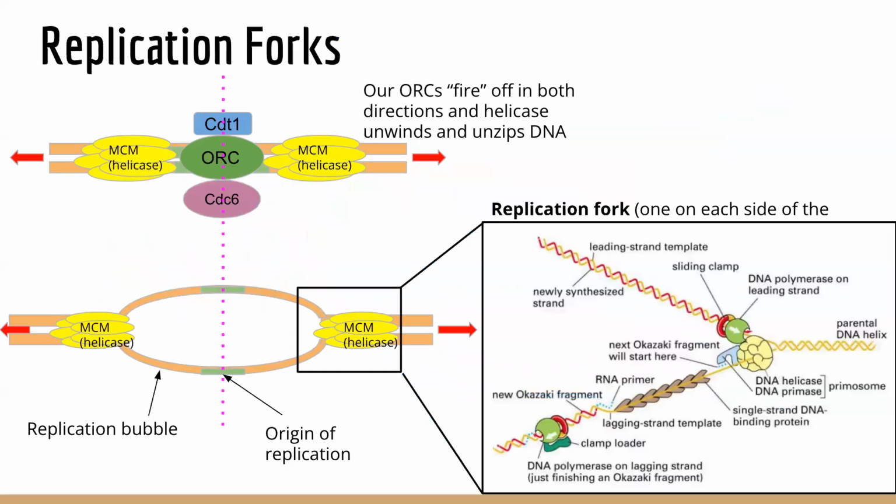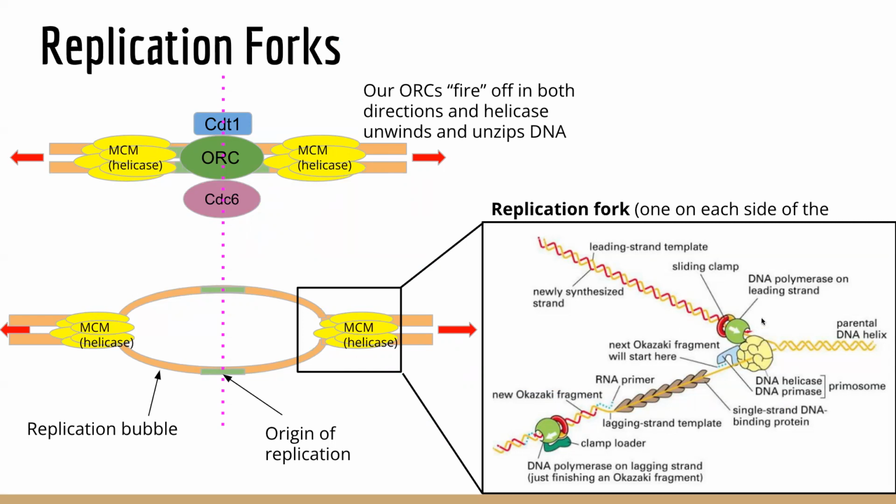And then this is literally the same thing. And then origin replication, this is just a more detailed diagram showing the ORC and connecting what you learned about earlier. The ORCs are going to fire off in both directions, and helicase, the MCM complex you learned about, is going to go off in both directions until they meet another bubble. And this is just a more detailed look on one side.